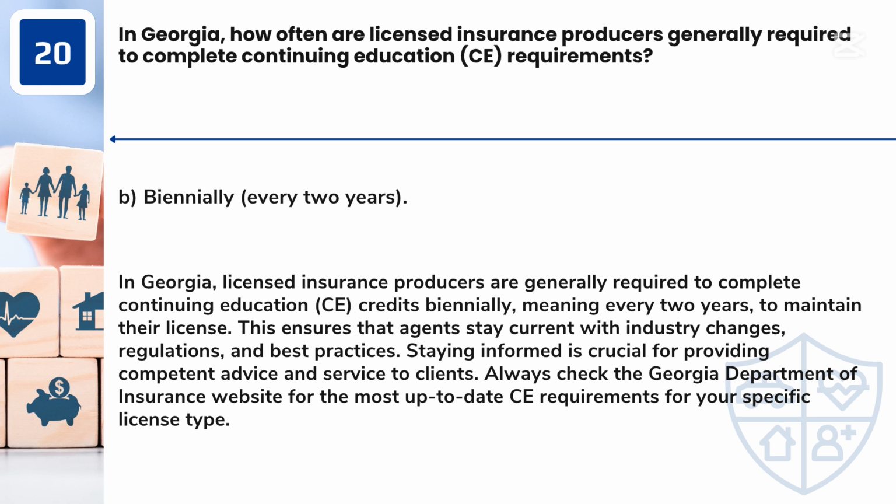Answer: B. Biennially, every 2 years. In Georgia, licensed insurance producers are generally required to complete continuing education (CE) credits biennially, meaning every 2 years, to maintain their license. This ensures that agents stay current with industry changes, regulations, and best practices. Staying informed is crucial for providing competent advice and service to clients. Always check the Georgia Department of Insurance website for the most up-to-date CE requirements for your specific license type.